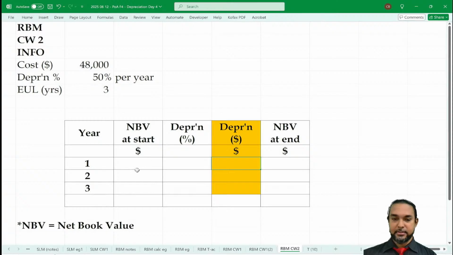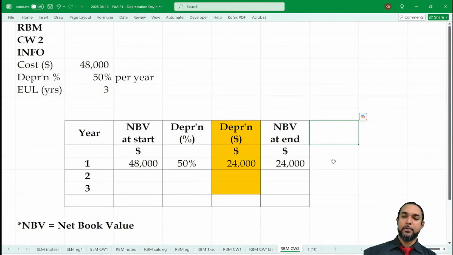All right. Let's start plugging in some stuff here. Okay. So, the value at start is 48,000. Depreciation percentage was 50%. And of course, the depreciation expense would simply be this multiplied by the percentage. Cool. And the value at end is the value at start minus the depreciation. Right, that's the first line.